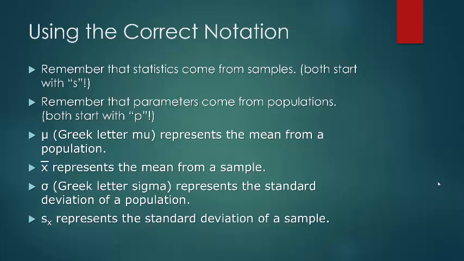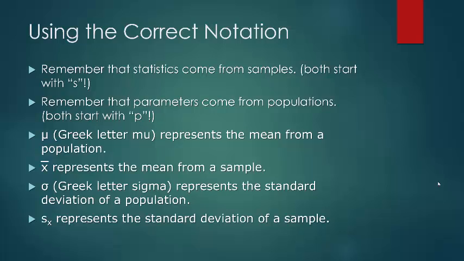The Greek letter mu is what we're going to use for the mean from a population. So when you see that, you know that we're inferring something about the population. X bar, from past problems that we've done, we know comes from the sample, and that's going to be your average or your mean from whatever sample you happen to have. Sigma, the Greek letter, lowercase, represents the standard deviation of a population.